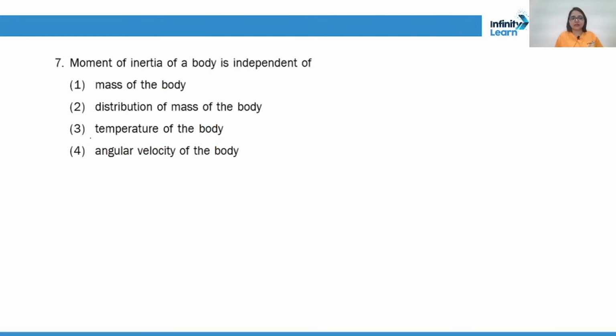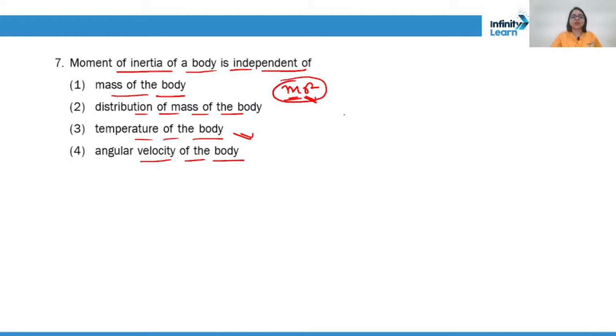Next is question number 7. The moment of inertia of a body is independent of which of the following? Does it depend on the mass of the body? Yes. Distribution of mass of the body? Yes, it depends on the distribution of mass of the body. Next is temperature of the body. Yes, because on increasing or decreasing the temperature, there will be expansion in the body, and because of that, the distribution will change. So yes, this is also true. Next is angular velocity of the body. It does not depend on the angular velocity of the body. So the correct answer is option 4.